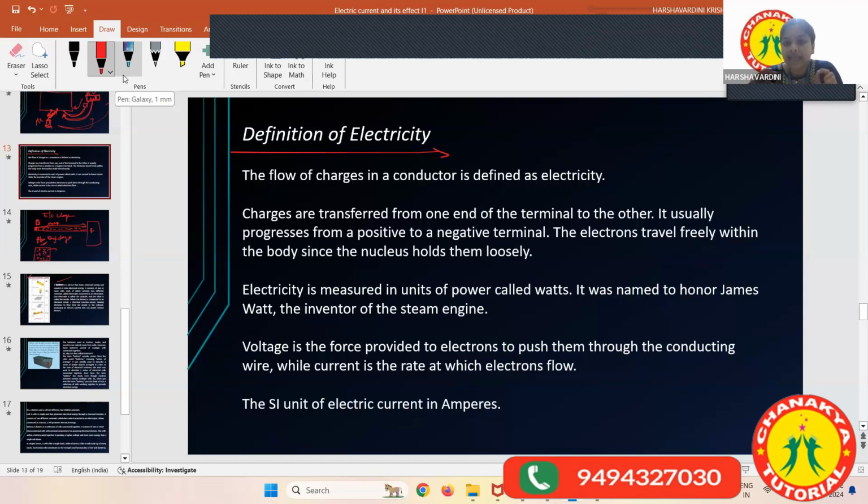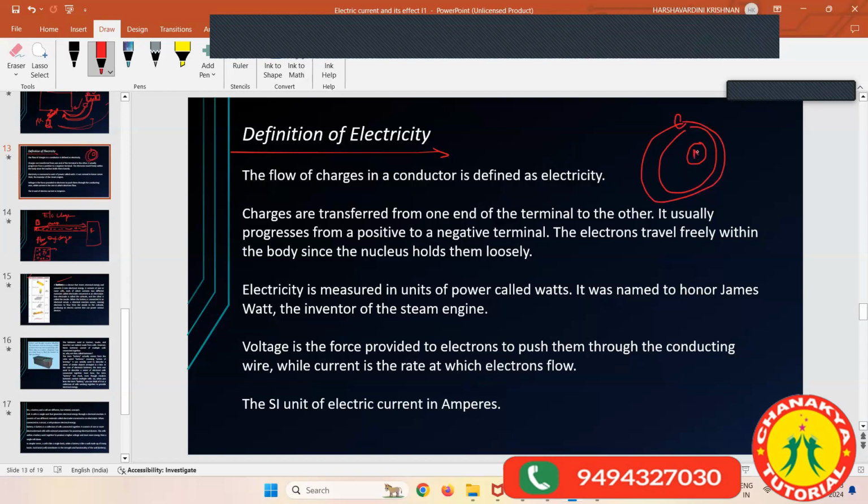Remember the point: the electrons travel freely within the body since the nucleus holds them loosely. What is the meaning of that? As I told you, this is a nucleus and electrons revolve around it. Ma'am, it's like the nucleus has some gravitational force that is holding it. Exactly, it is like gravitational force between the sun and earth. Ma'am, I have another question.